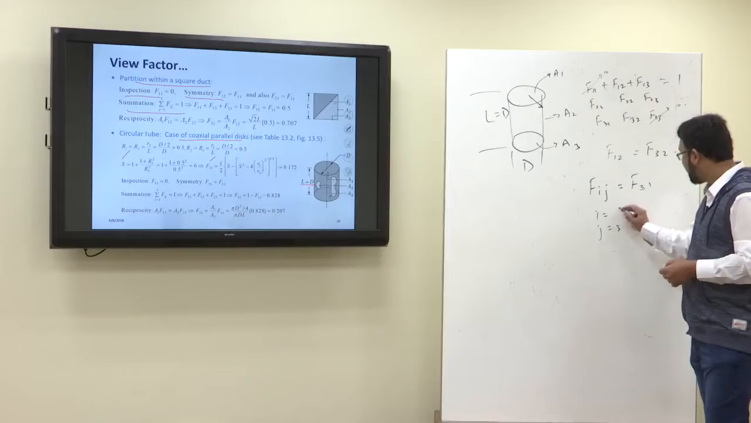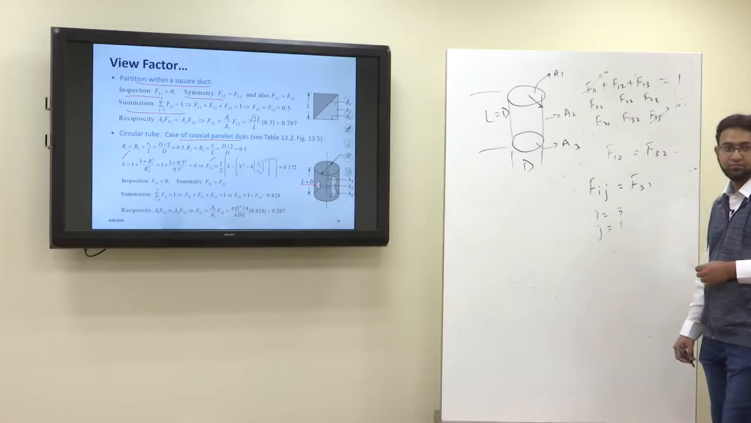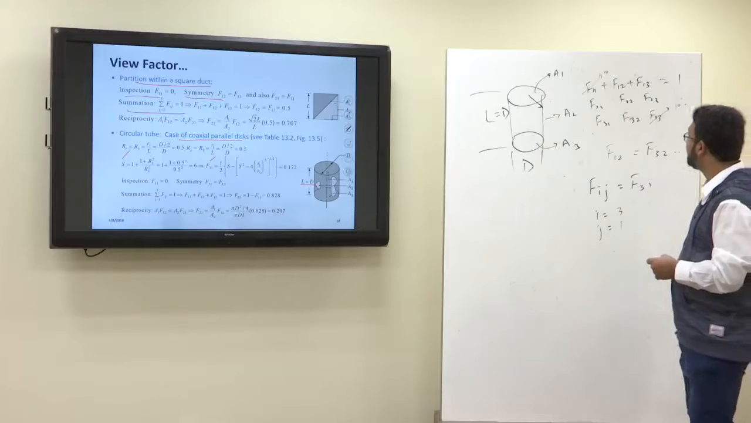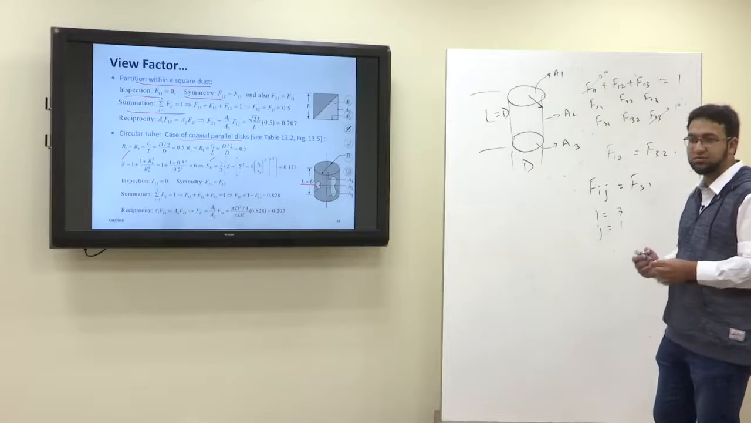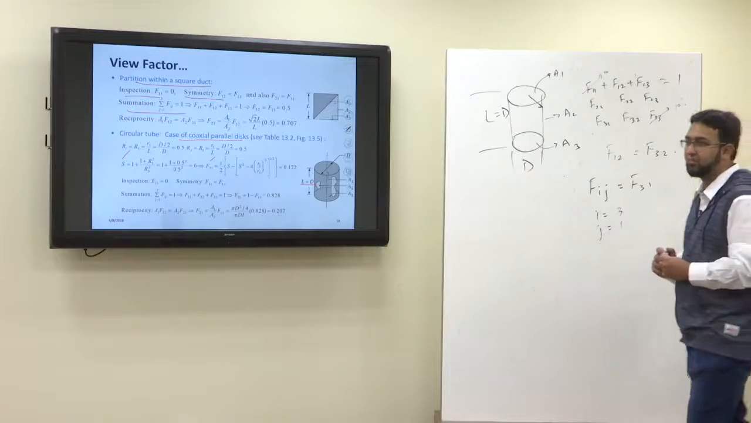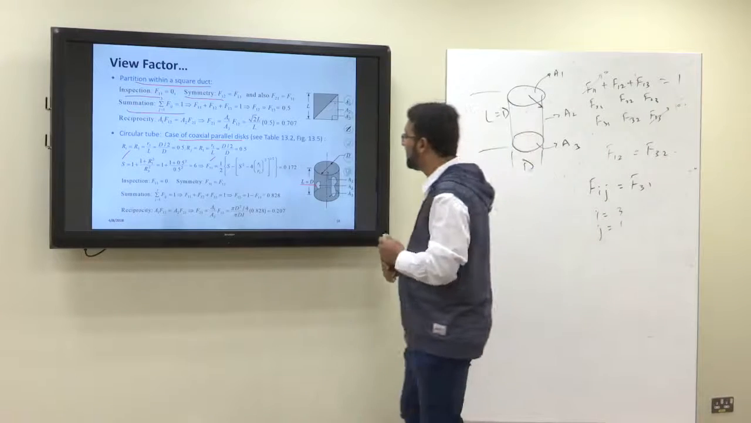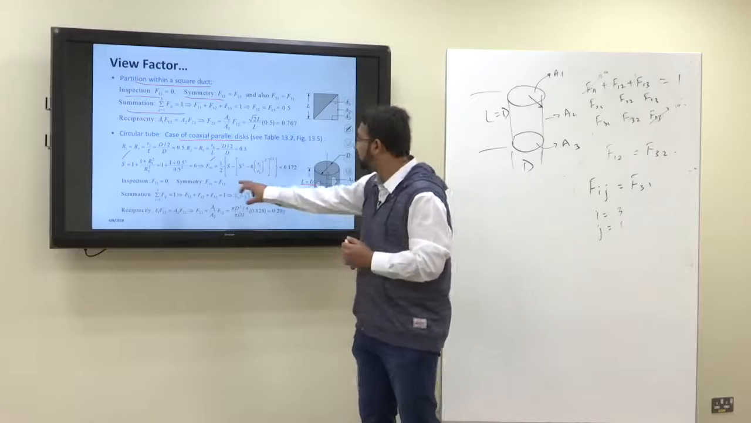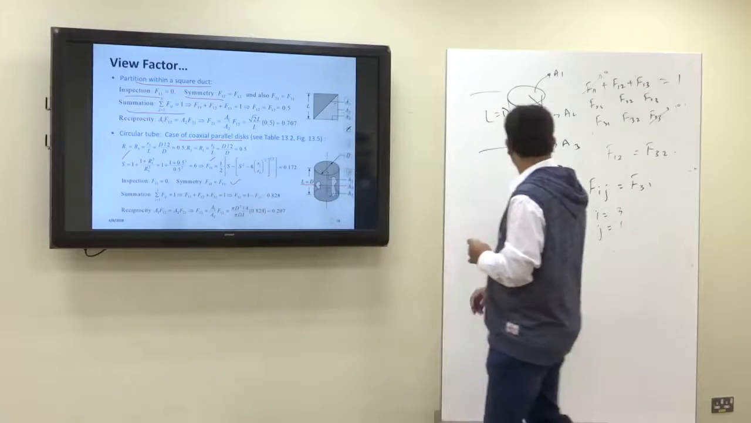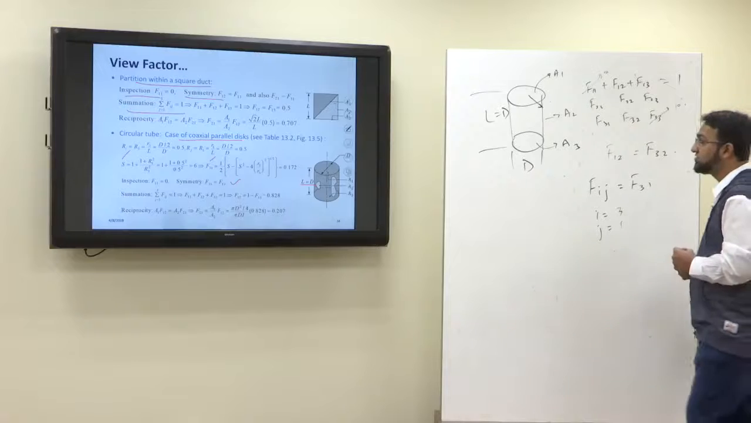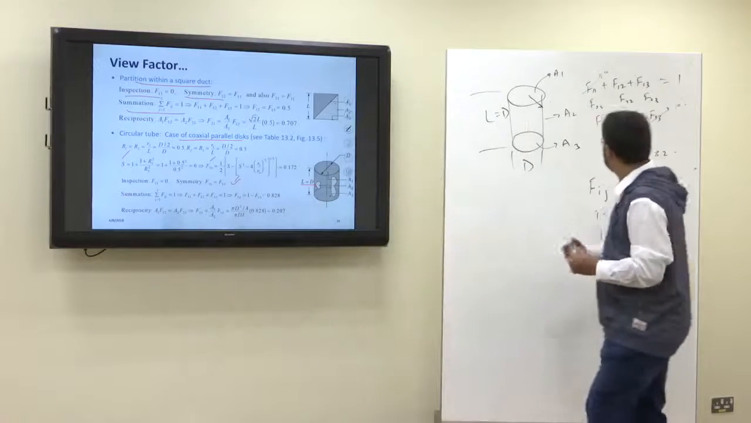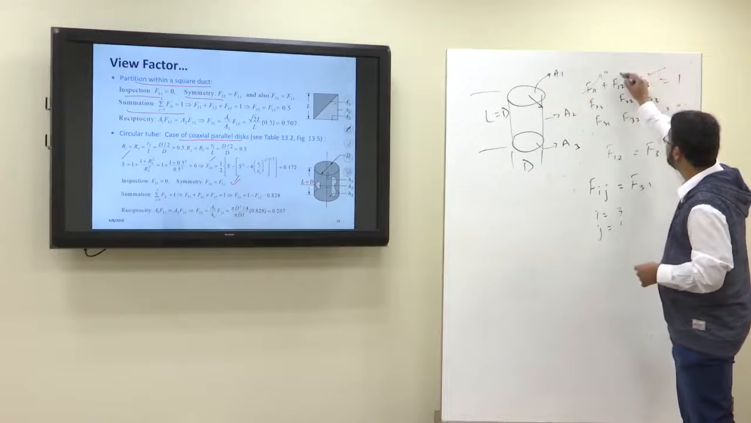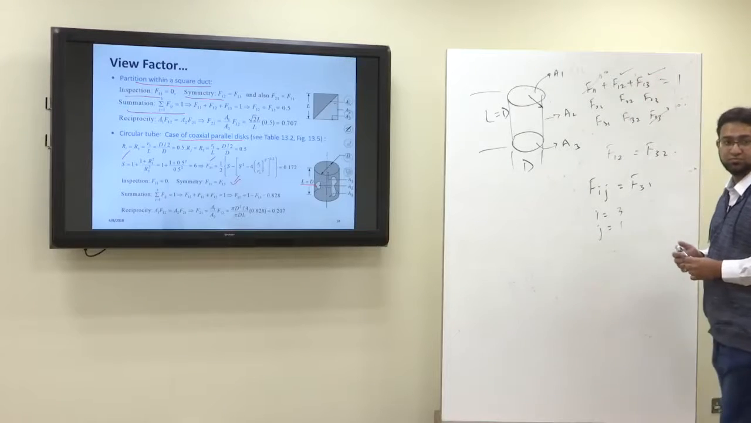But in this case, your i will be 3, your j will be 1. F31 equals F13, by symmetry. So here they determine F13. Now since F31 equals F13, they determine F13, and since F13 is known, they will determine F12.